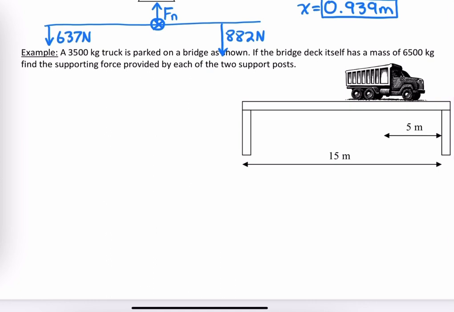Okay. Free body diagram. Here's my bridge deck, right? The bridge deck is going to be in equilibrium unless this bridge is falling over. And the bridge deck has all the forces acting on it. So that's the object I'm going to use for my free body diagram. And so the bridge deck itself has some weight. Its weight is going to be 6,500 times 9.8. So 63,700.